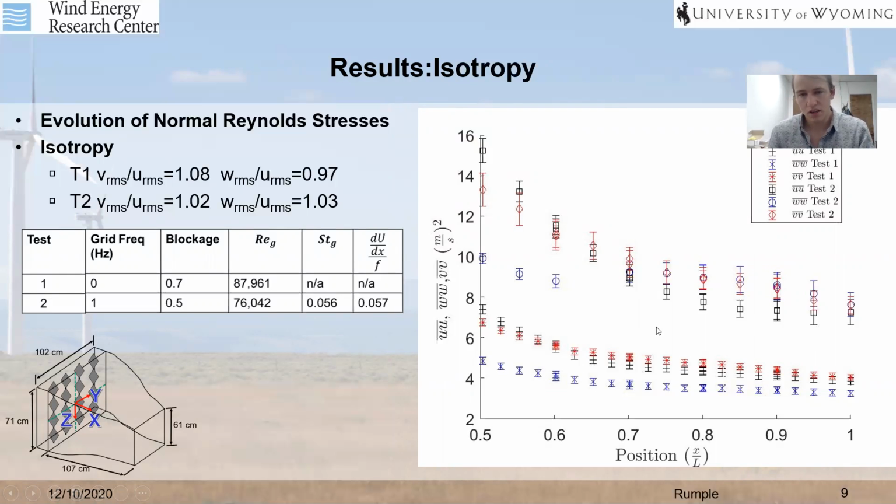we can see that UU dominates initially and then quickly decreases monotonically, while WW behaves a little bit differently. Towards a quarter of the way through, it looks like WW begins to dominate over UU, and this might be an indication that there's an energy transfer between those components. But you can see that in both cases, the normal Reynolds stress components become equivalent towards the end of the contraction. If we look at their RMS ratios for both test cases, we relatively reach an isotropic state towards the end of the contraction.